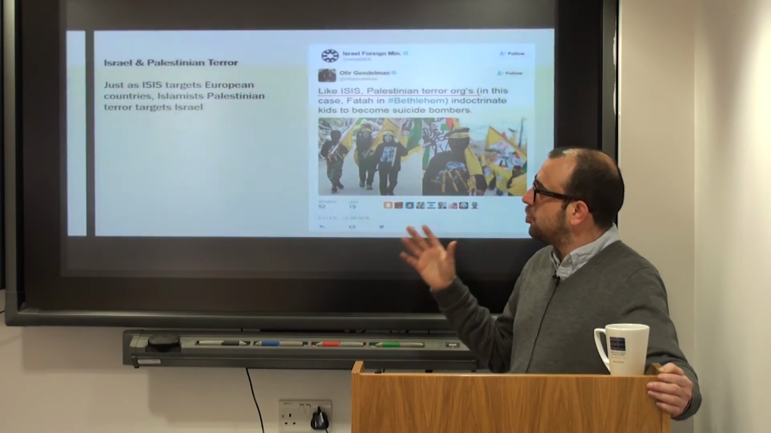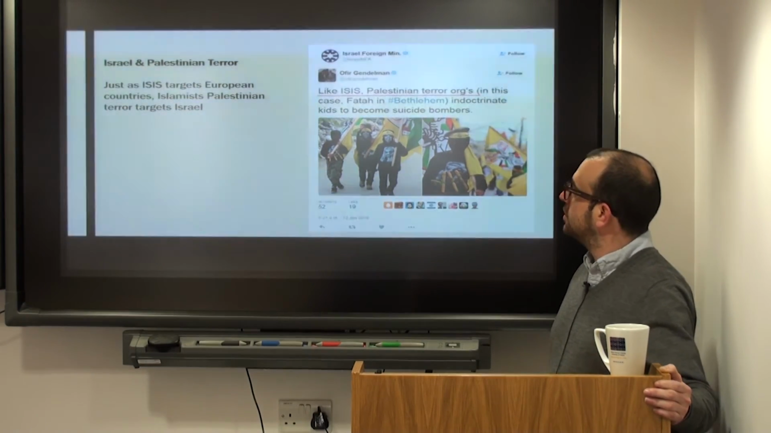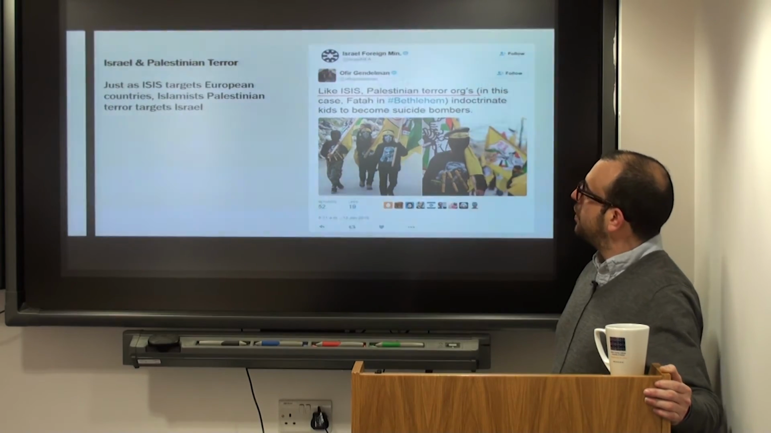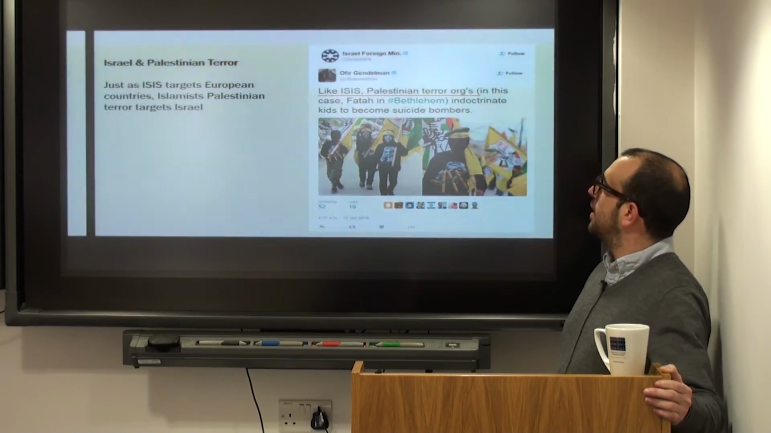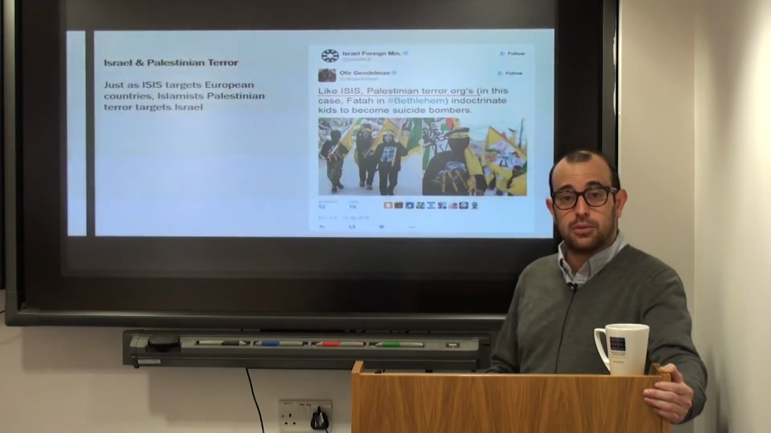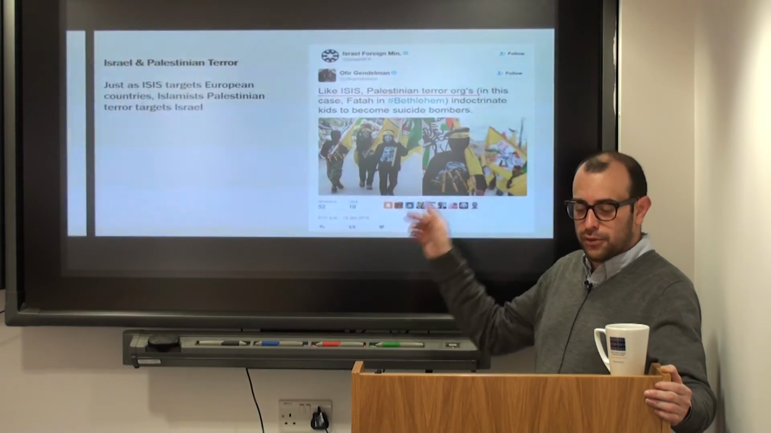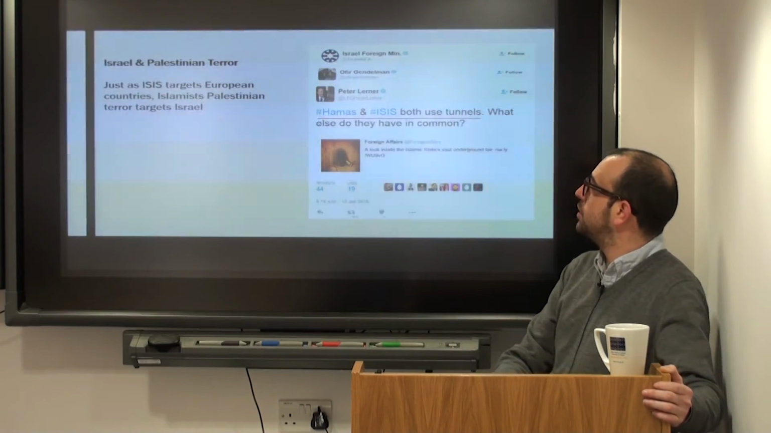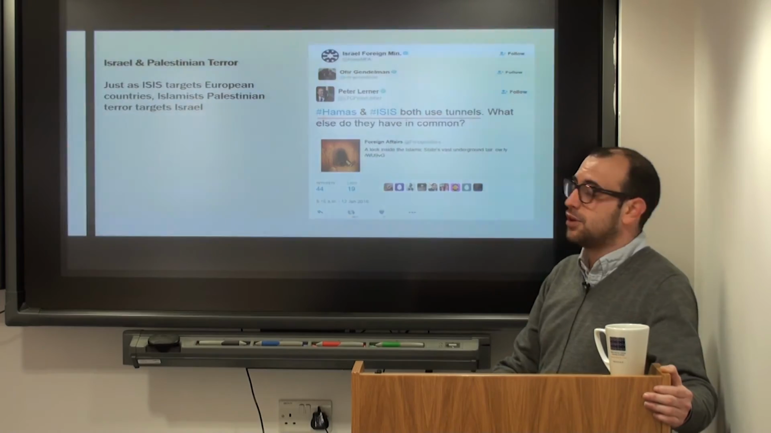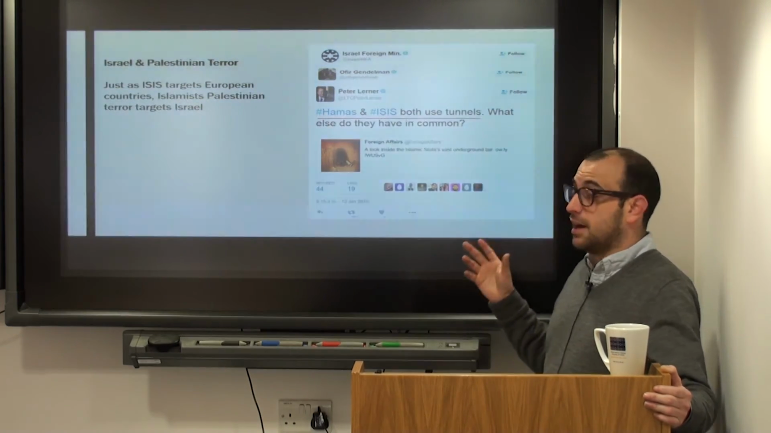So there is also an element of religious war here. The next assertion, just as ISIS targets European countries, so Islamist Palestinian terrorists target Israel. And we have another comment by the spokesperson of the Prime Minister saying, like ISIS, Palestinian terror organizations indoctrinate kids to become suicide bombers. So we've had a tweet from the Foreign Ministry and a tweet from the spokesperson of the Prime Minister. Here's another tweet from the spokesperson of the Israeli Defense Forces saying, Hamas and ISIS both use tunnels. What else do they have in common?